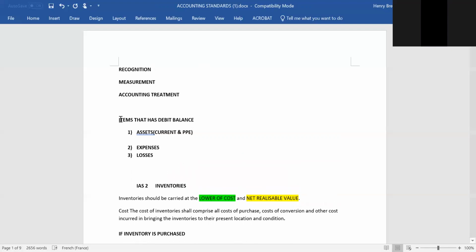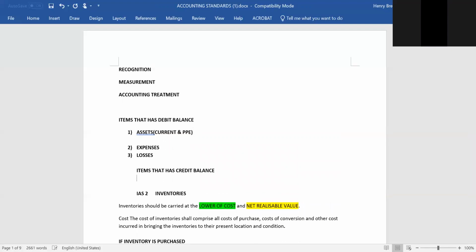Then let's look at some elements which have credit entry. So credit entry items, we can look at issues like liabilities. All liabilities have a credit entry. So that's the first thing. All liabilities have a credit entry.